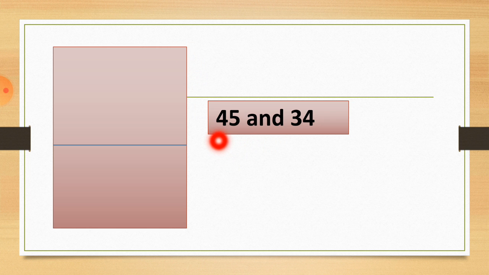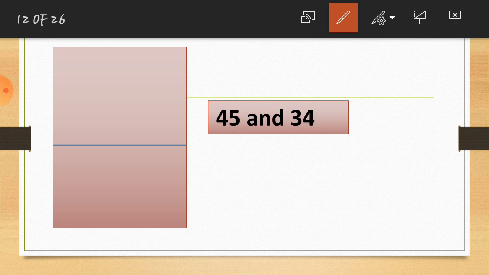Here are two numbers, 45 and 34. We have to subtract these numbers. We have to cut the numbers. So here is 45 and 34. My question is, which number do I take first? As I told you in the previous lecture, let's take the big number first, and here the big number is 45. So we take 45 first.